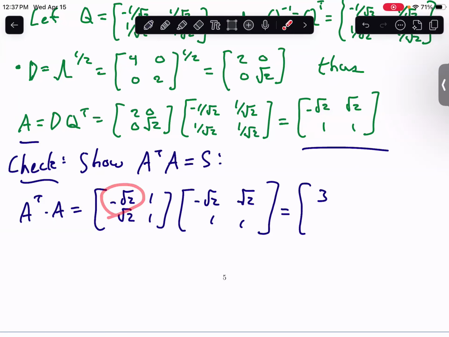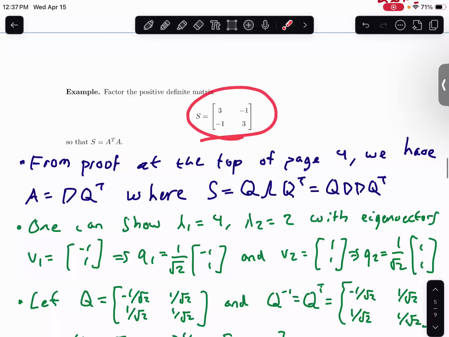Here, you're going to have minus square root of 2 times the square root of 2. That's equal to minus 1. Or minus 1 plus 1 will give you a minus 1. And then similarly, you'll find this is going to be minus 1. And then this is going to be equal to 3. And so this ends up being equal to the original matrix S that we had up here.